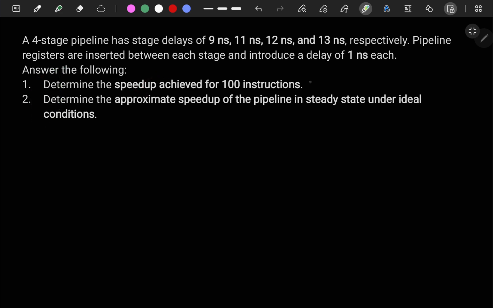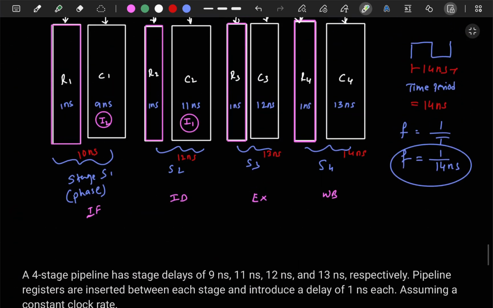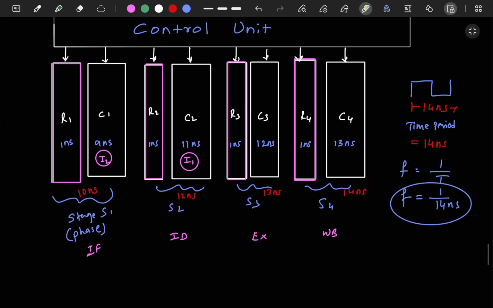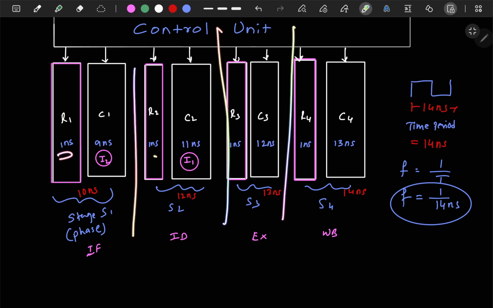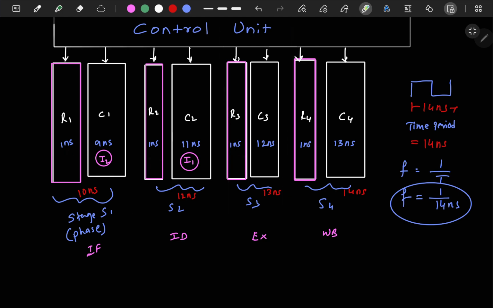I will show you again. This is the same example, a 4-stage pipeline. The stage delays are given as 9 nanoseconds, 11 nanoseconds, 12 and 13. Pipeline registers are inserted between each stage, and the delay for the register is given. So that is what the question is all about.